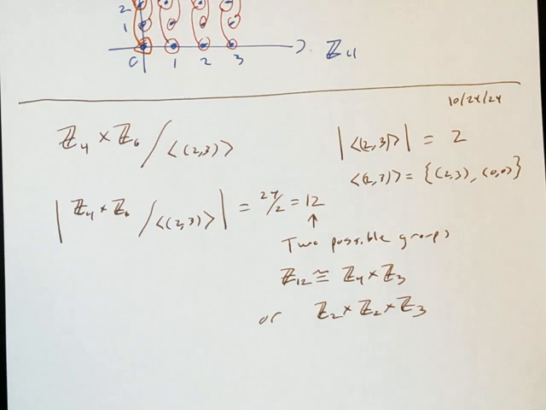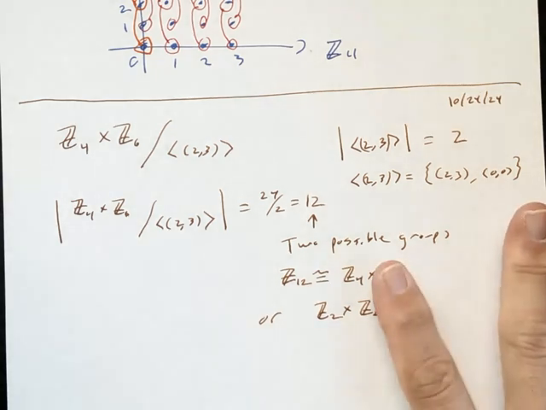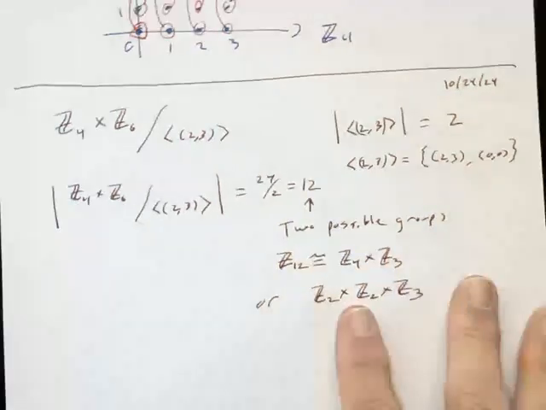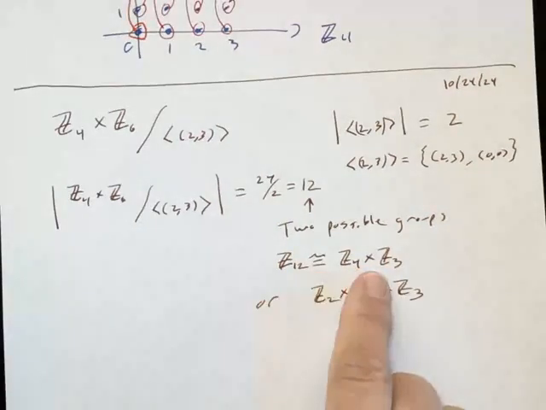But the only difference is in the 4 part, right? If I ignore the Z3s here, the top one is cyclic. The bottom one is the Klein 4 group, C2 times C2. That means this group has an element whose order is 4. It would go around the cycle Z4 and not change the Z3 part at all. Yes?